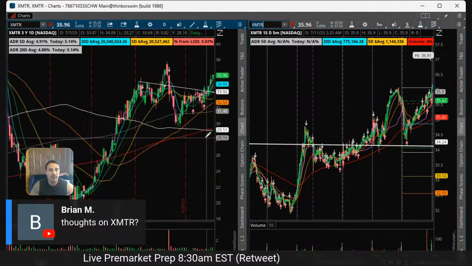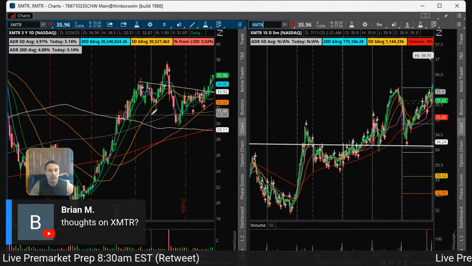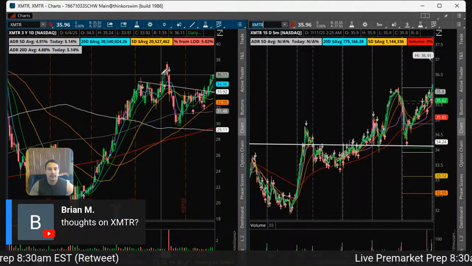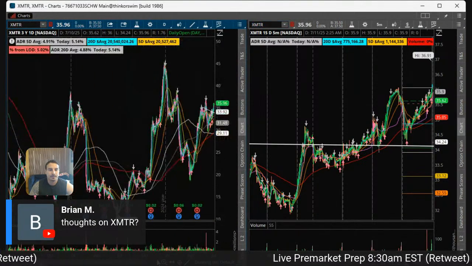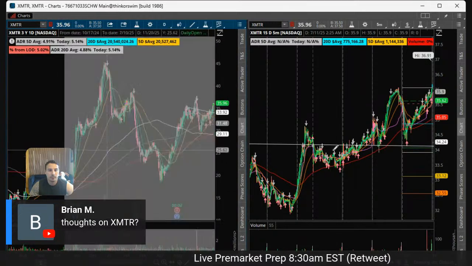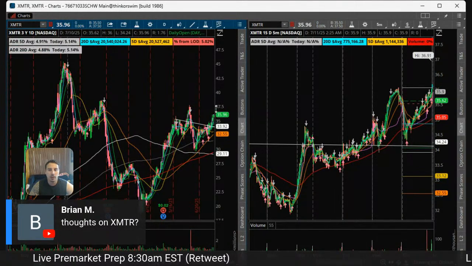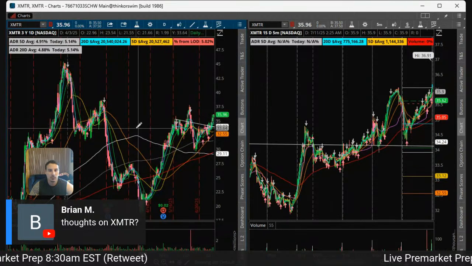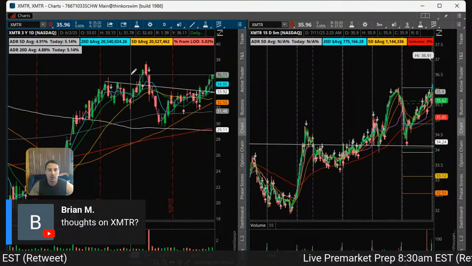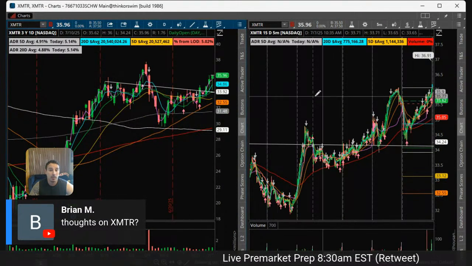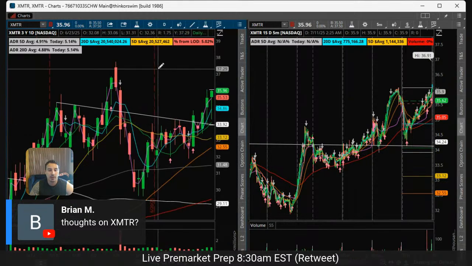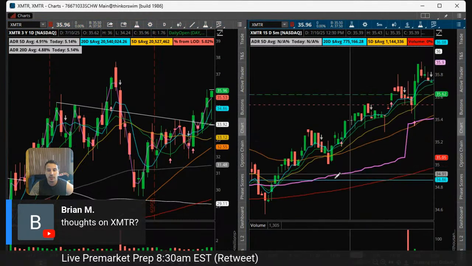Yeah, XMTR is not terrible, but there's nothing wrong with it. If you got a liquid enough account, could work. Or, if you got a small enough account, it could work, I should say. Doesn't look terrible, but I don't really see a great entry here. Intraday, this thing trades like way too thin.